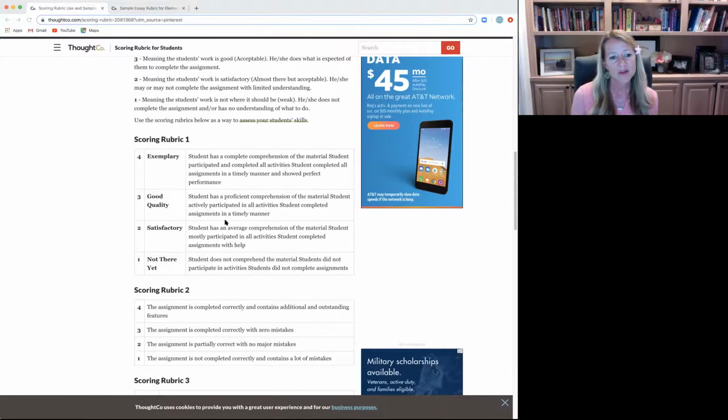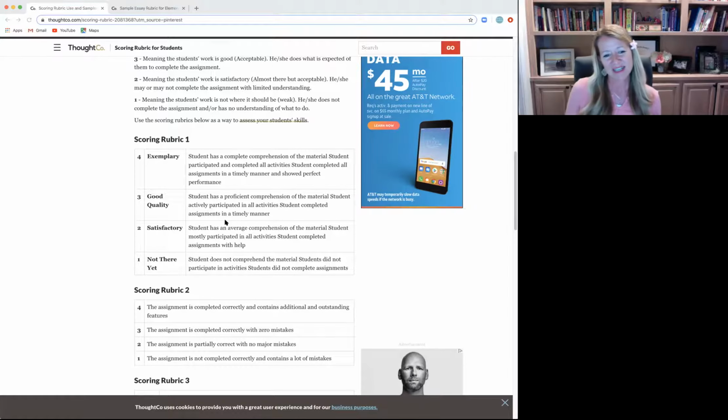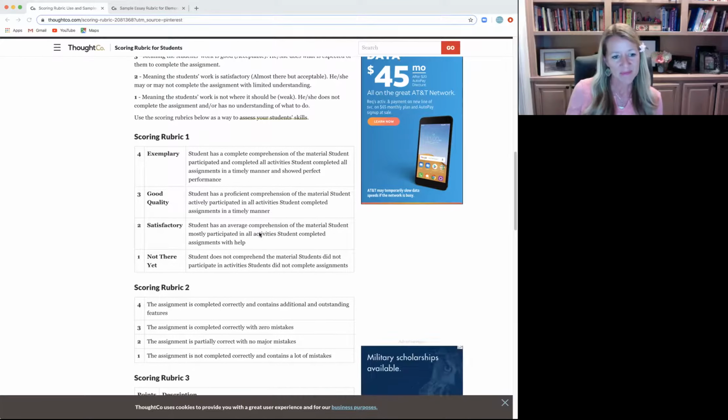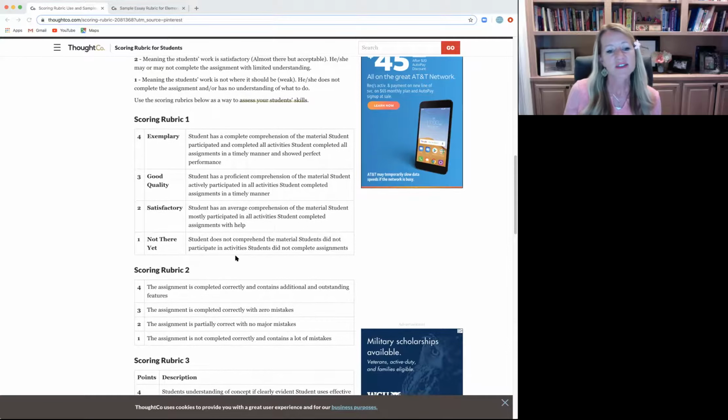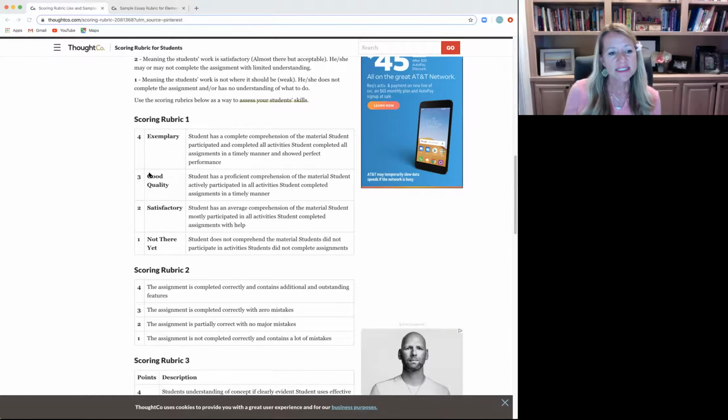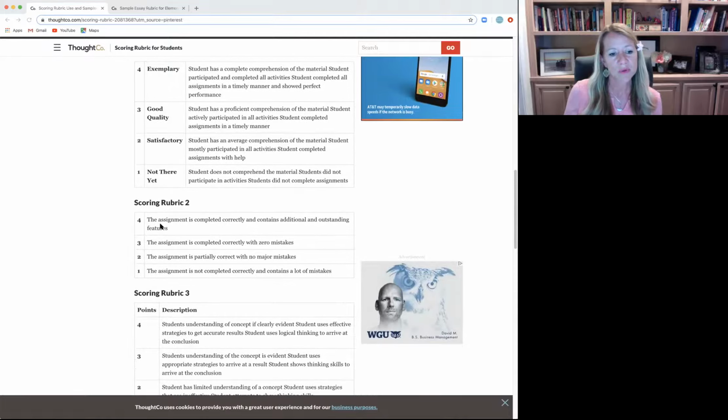A 2 point or satisfactory score would mean that the student has an average comprehension of the material and the student mostly participated in activities. The student completed assignments with help. And finally, 1 point, not quite there. The student does not comprehend the material and did not participate in activities. The student did not complete assignments. So you can see that is a very simple rubric.